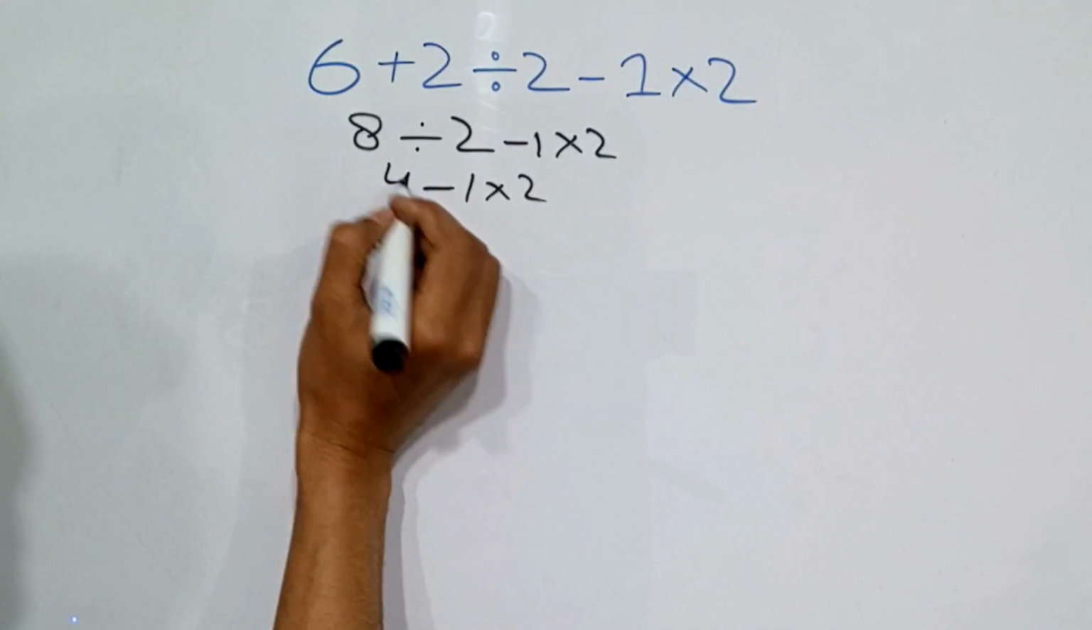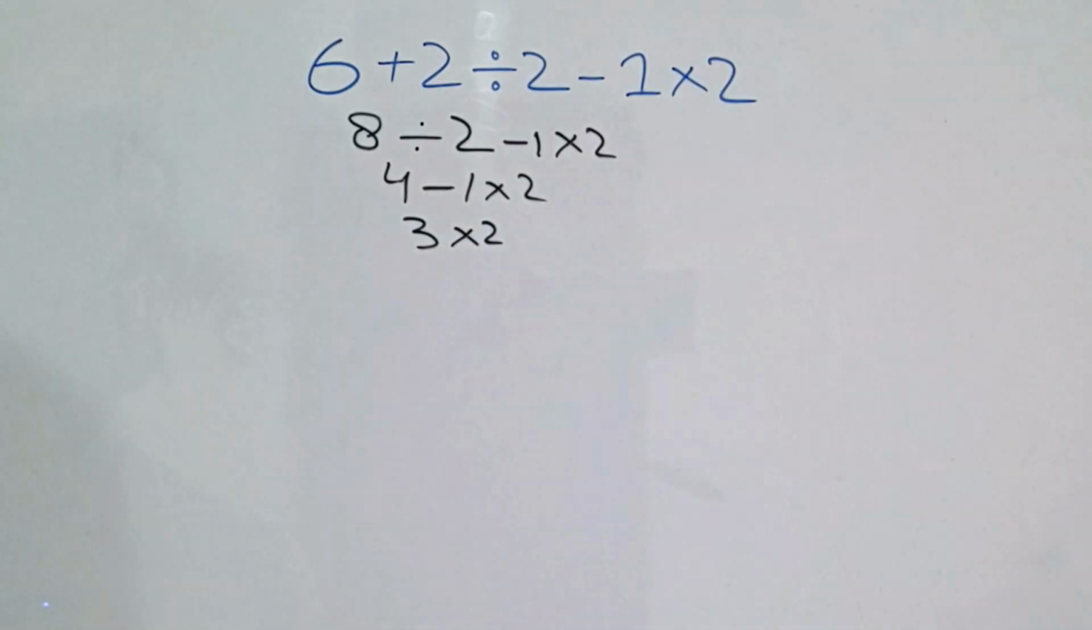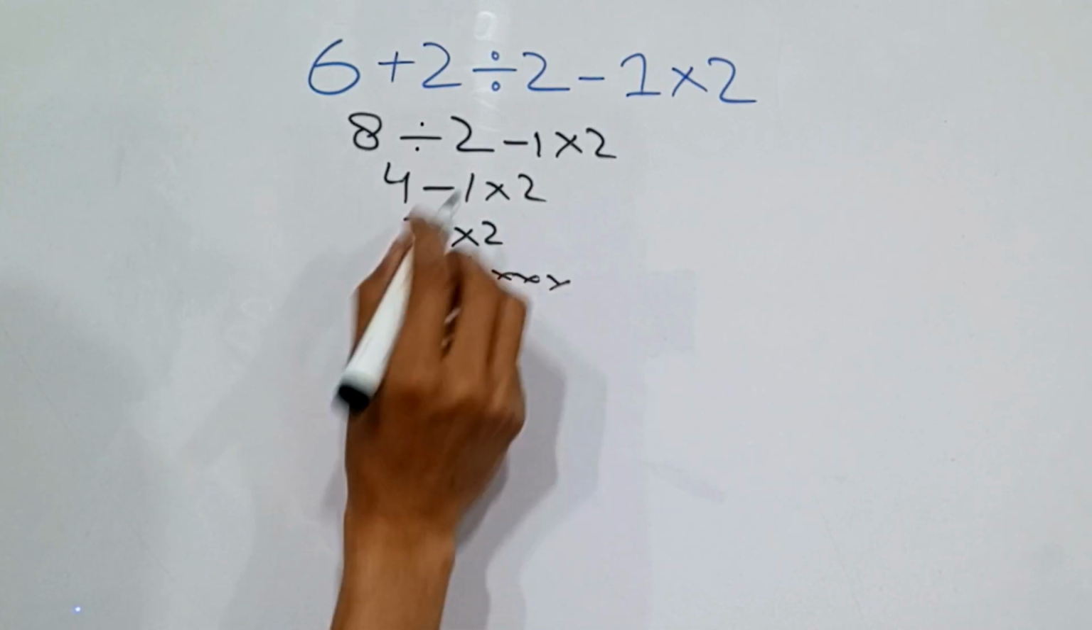Now 4 minus 1 equals 3 times 2. Now 3 times 2 equals 6. But this is not the correct answer. Follow the order of operations.